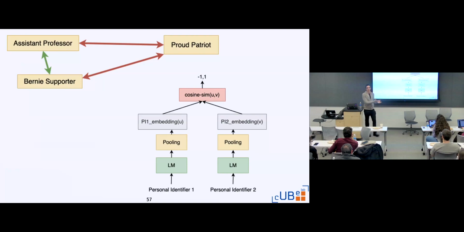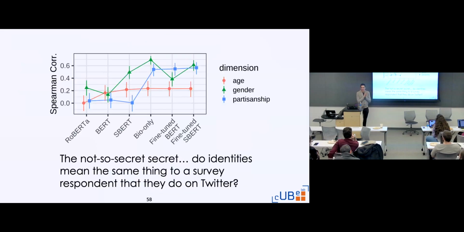We fine-tune an expert model, and the gist is you fine-tune with the assumption that identities that co-occur within the same bio have some similar meaning. And so what you can show is if you do this and then you compare it with survey data, the fine-tuning is useful on the bios.